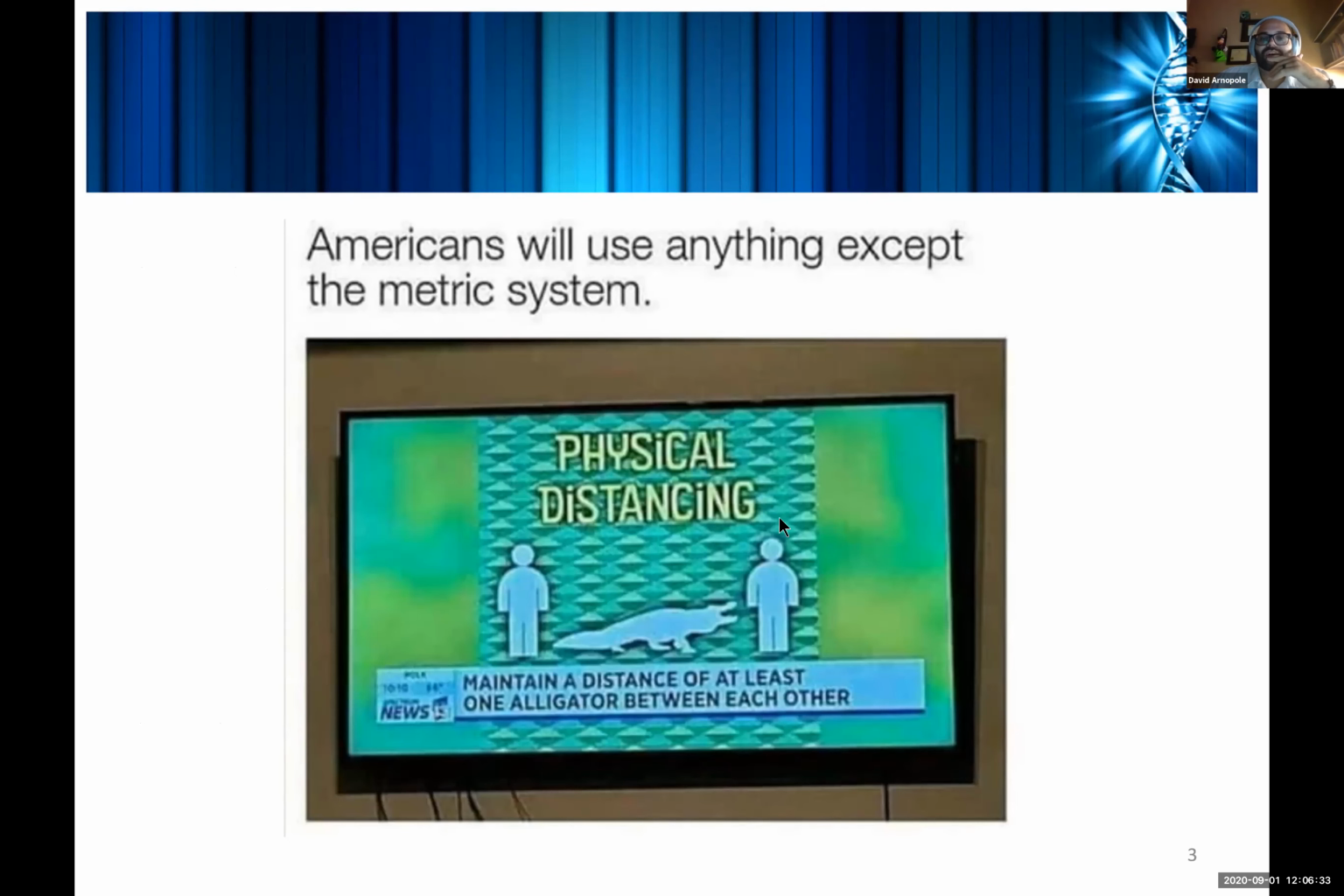Americans will use anything. I had to put this in. If you haven't seen this, we'll measure with anything except the metric system. Look, it's an alligator's length. That's 6 feet for you people who need to make sure that you're 6 feet apart. Or, you know, make sure you understand your metric system.